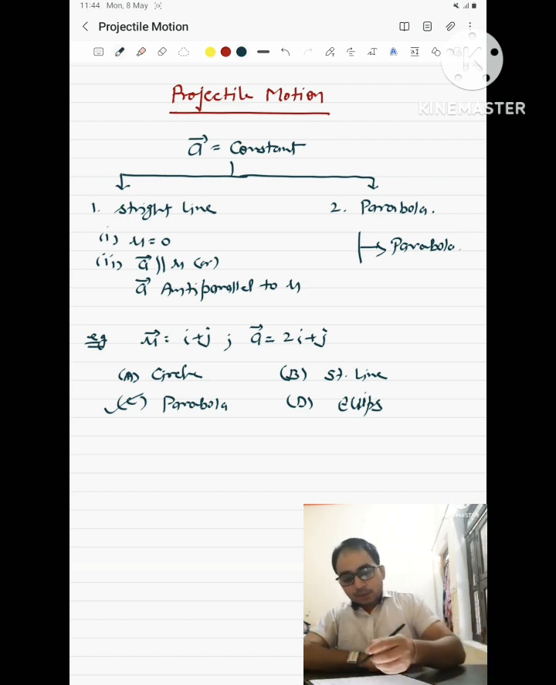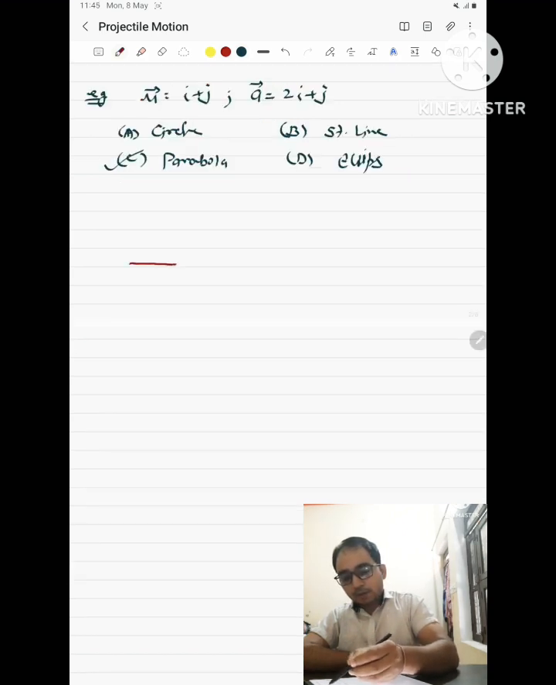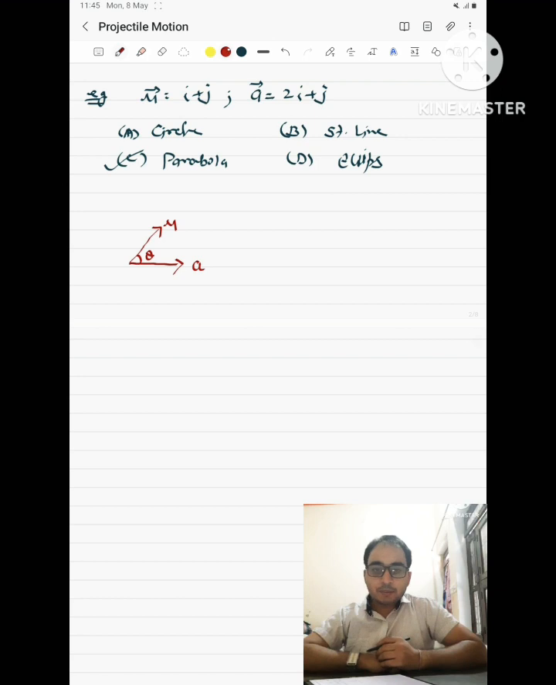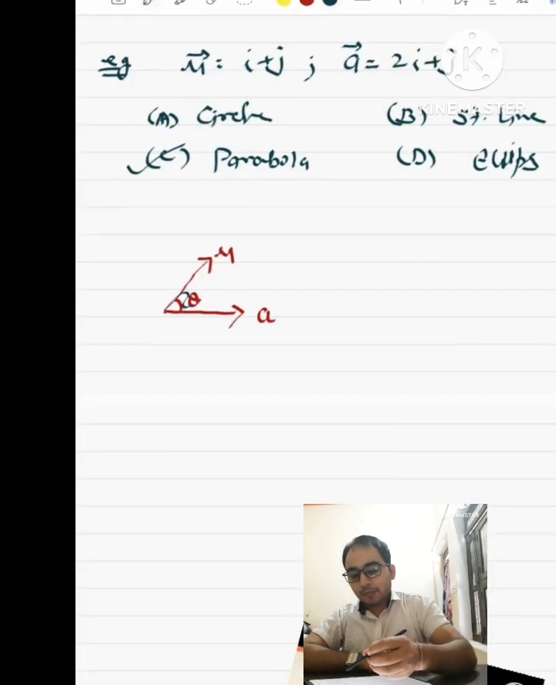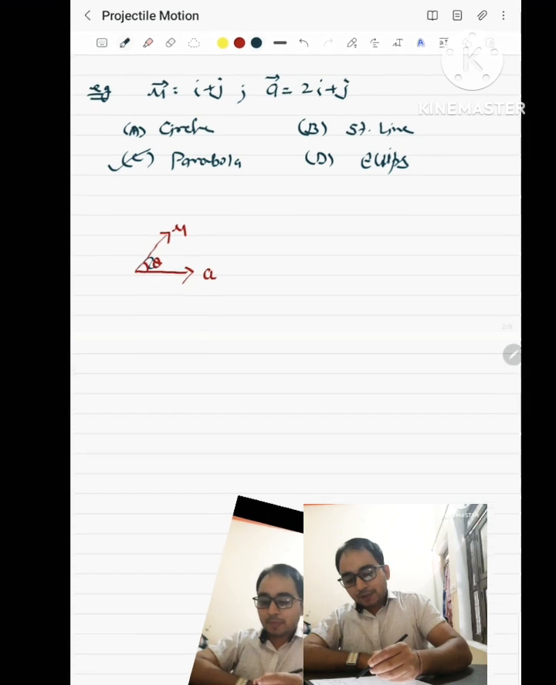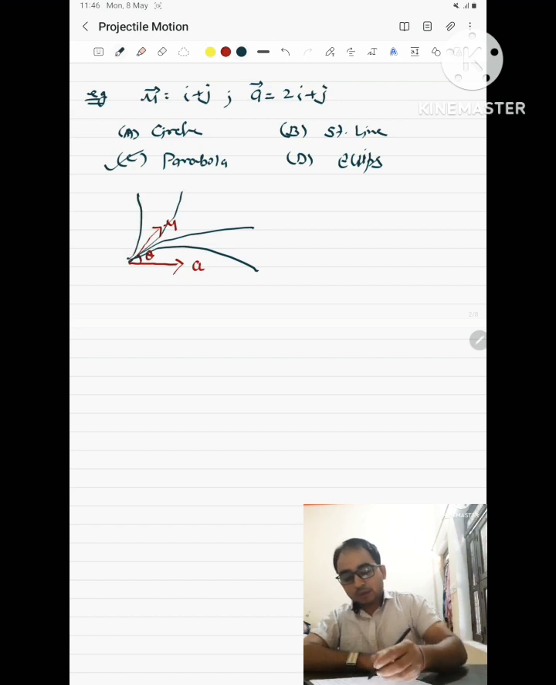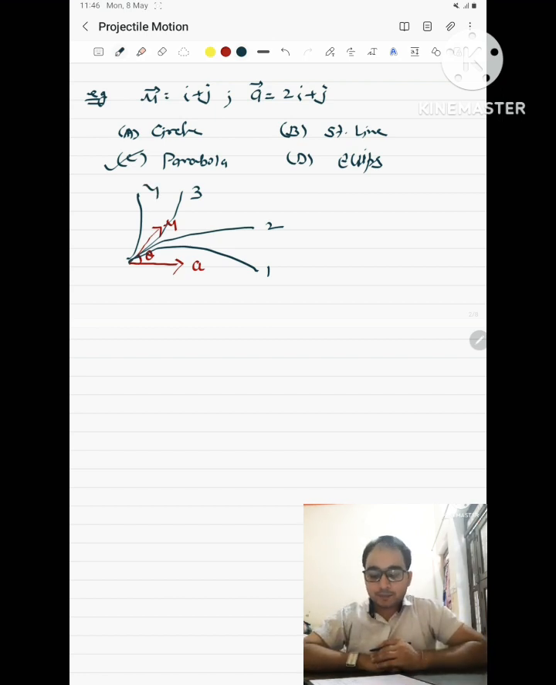Now suppose a particle is thrown with initial velocity u, and the acceleration is a, then what will be the path of that particle? Whether it goes like this, or this one. This is the first, second, third and fourth. So which path is correct?